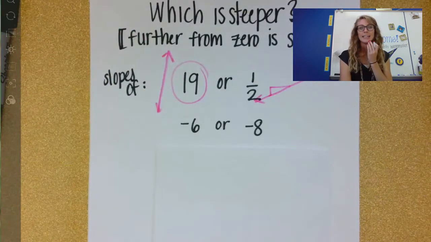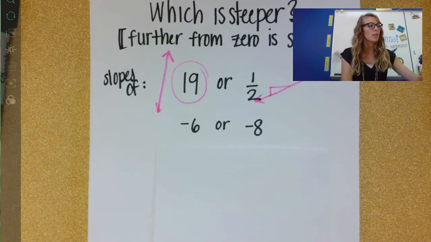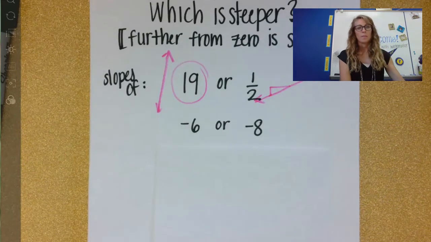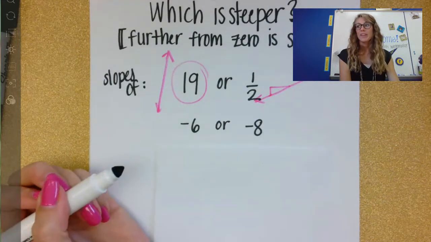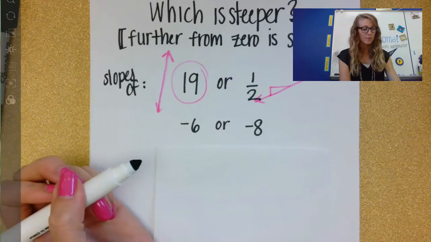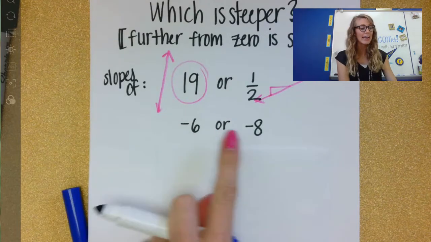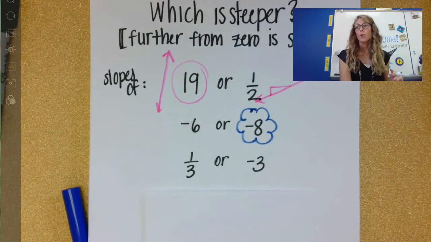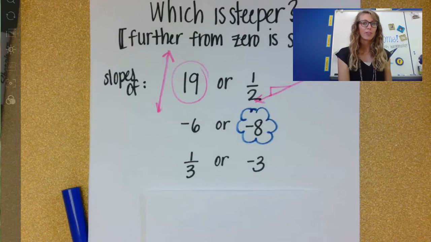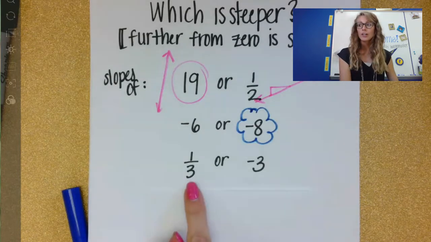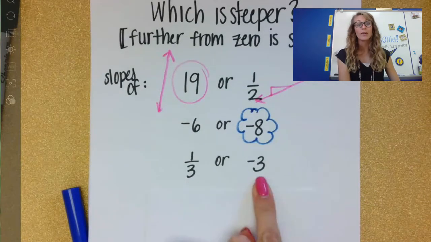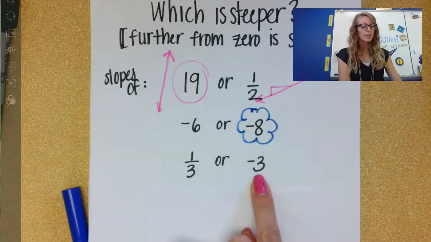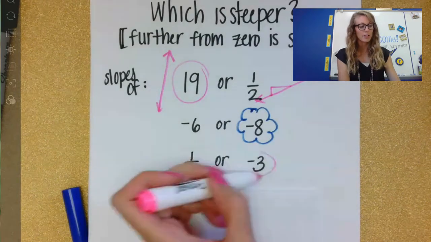Okay, next up, -6 or -8. Yep, the further we are from 0. Okay, so this is 6 away from 0. This is 8 away from 0. This one is steeper. Okay, next up, +1/3 or -3. It gets a little confusing sometimes when we have one positive, one negative, but we need to think, how far away is it from 0? This is 1/3 of a unit from 0. This is 3 away from 0, just in the negative direction. So this one is going to be our steeper option.